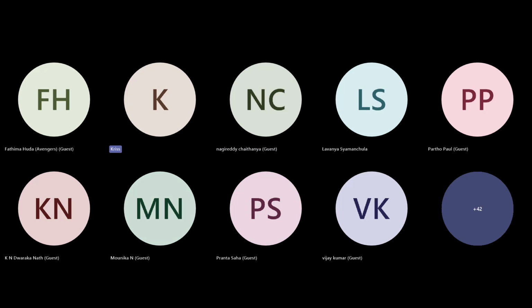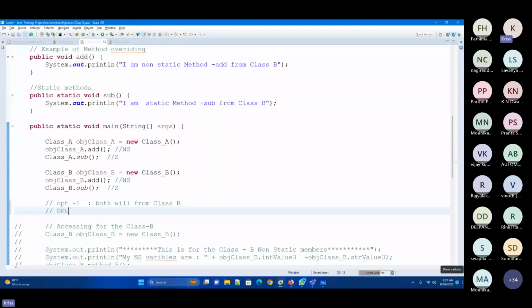Option number 2, print as before, means like from A and from B. So you can put the output on your chat box. Option 1 or option 2.